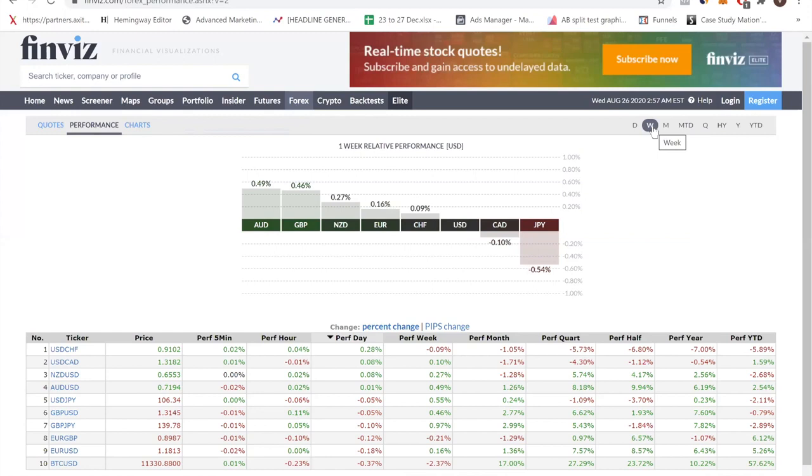So what does this tell you? This tells you the relative performance of the currency pairs against the dollar. So of course, dollar against dollar, it's nil. It's not applicable. But in this case, today is a Wednesday. You can see over here, Wednesday. You can see that the strongest currency is Aussie and the weakest currency is yen.